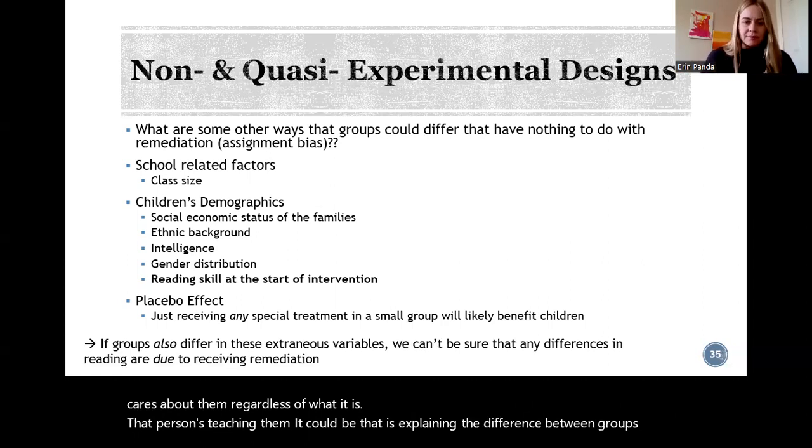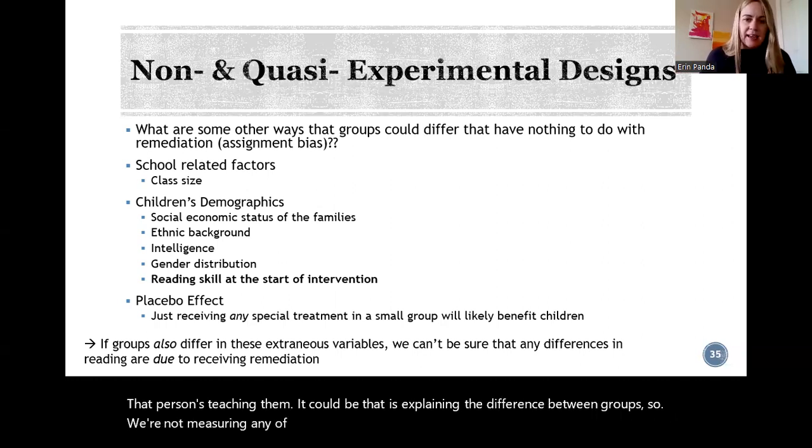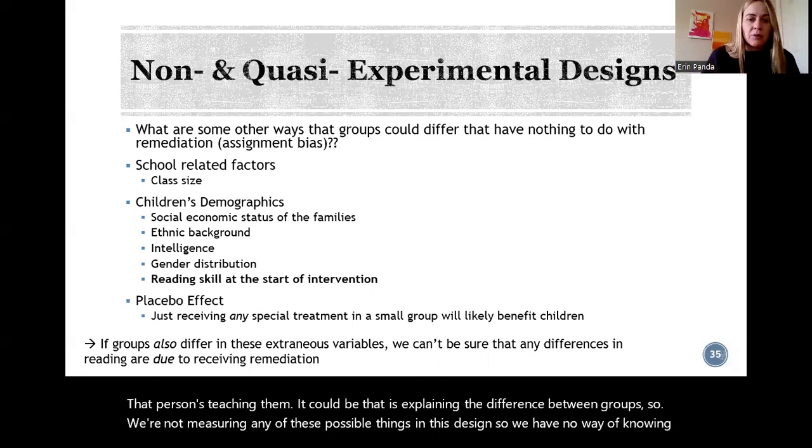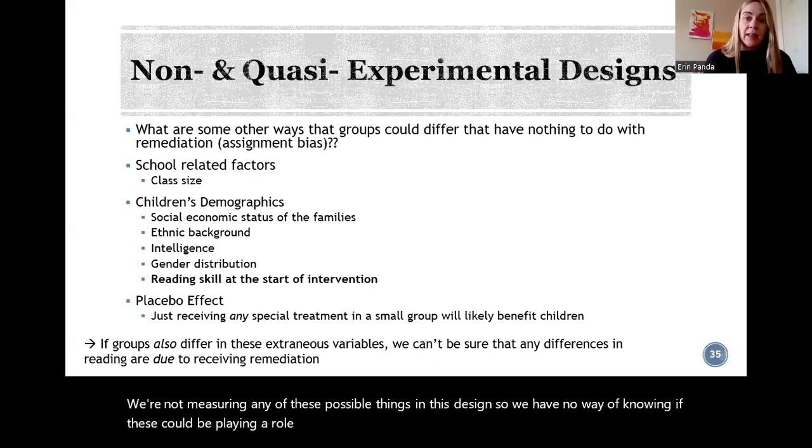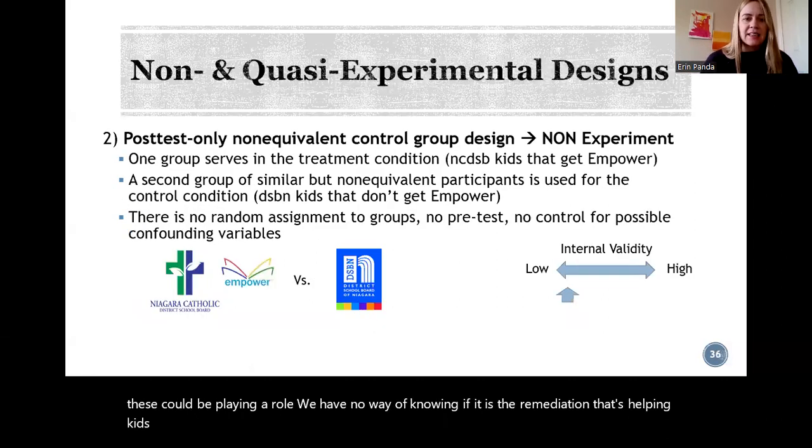So we're not measuring any of these possible things in this design. So we have no way of knowing if these could be playing a role. We have no way of knowing if it is the remediation that's actually helping kids or not. So this kind of design is considered a non-experiment. It's not that great. It's pretty low in internal validity.